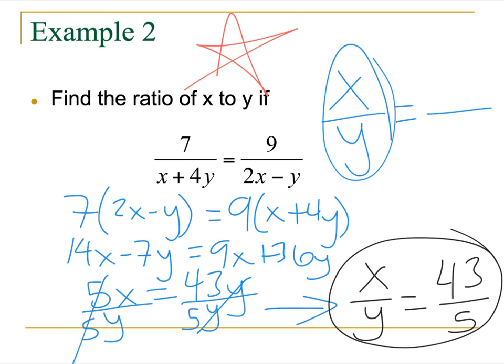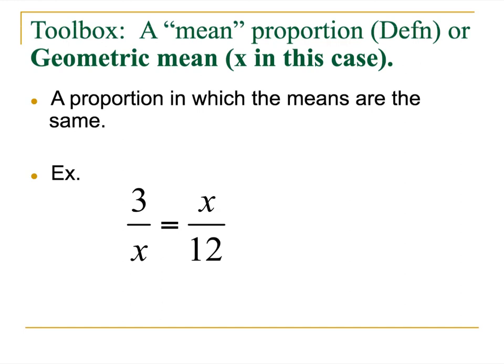Indeed. Good day. All right, a little more vocab for you. A mean proportion, or a geometric mean, which would be x in this case, is a proportion in which the means are the same. So in this case, what number would work to make them both the same? Well, I'd have x times x, which would be x squared, equals 3 times 12, which is 36, kind of like what we had earlier on, I believe.